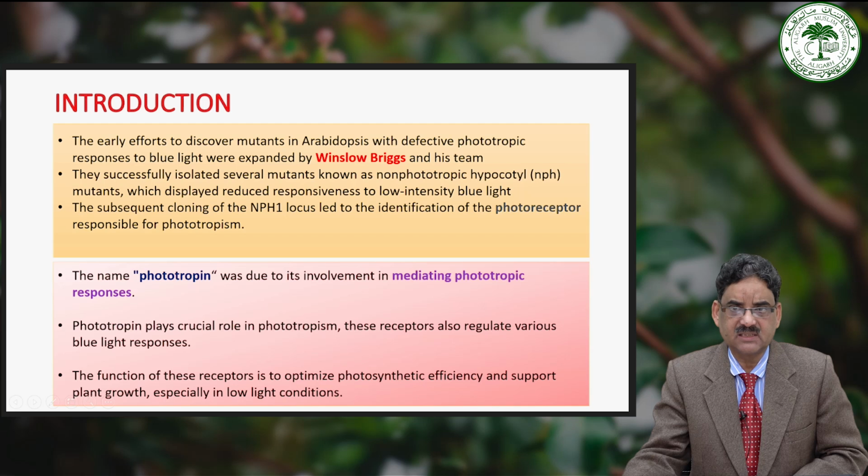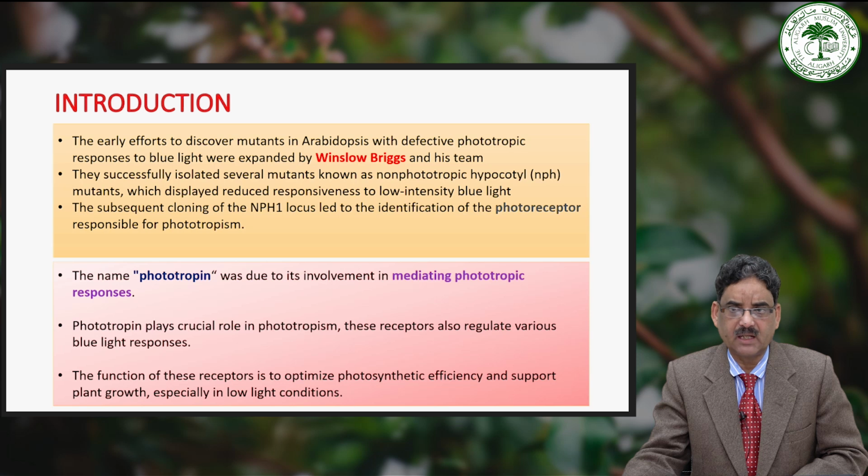Let's start with the discovery of phototropins. The early efforts to identify mutants in Arabidopsis with impaired responses to blue light, a research endeavor later expanded by Winslow Briggs and his colleagues. Their work led to the isolation of non-phototropic hypocotyl and NPH mutants, characterized by diminished responses to low-intensity blue light.